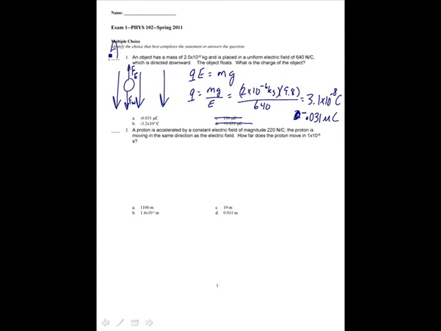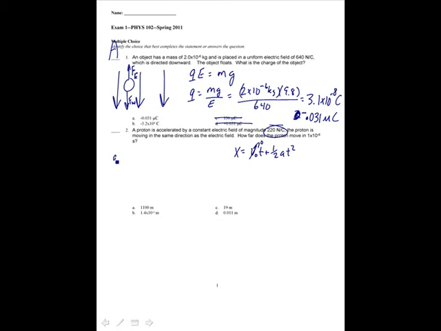A proton is accelerated by a constant electric field of magnitude 220 newtons per coulomb. The proton is moving in the same direction as the electric field. How far does the proton move in 1 times 10 to the minus 6 seconds? Alright, so we want to know what is x. X is equal to v naught t plus 1/2 at squared, but here it starts at rest, so v naught is 0. So we need to figure out what is a.